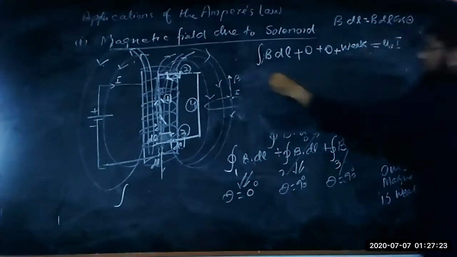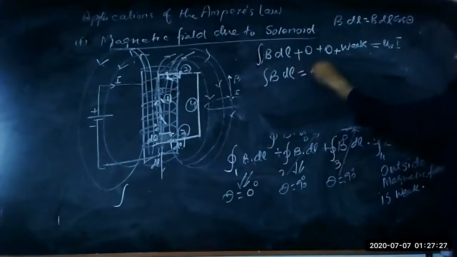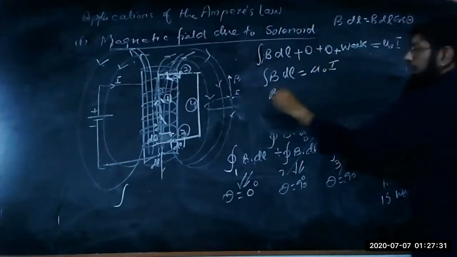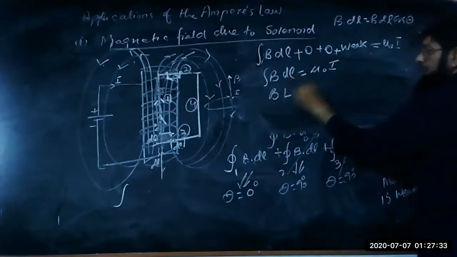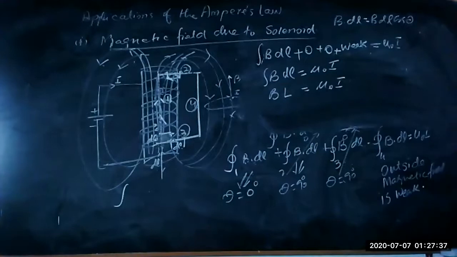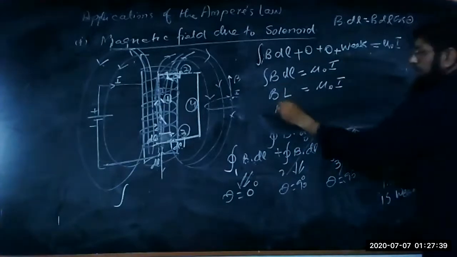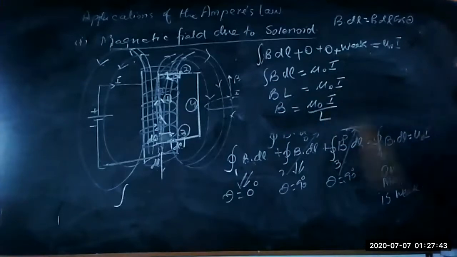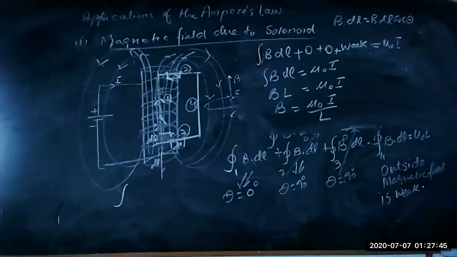So most of the magnetic field gives B dl equal to mu naught I. So B times the total length L is equal to mu naught I. Clear? So the magnetic field B is equal to mu naught I over L. This is the magnetic field.